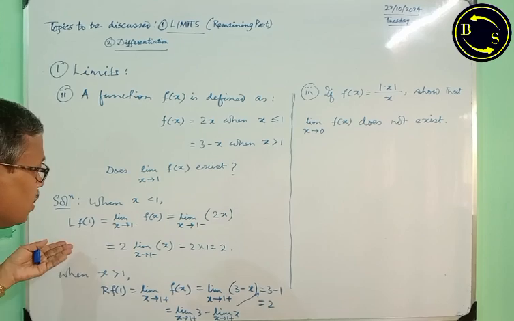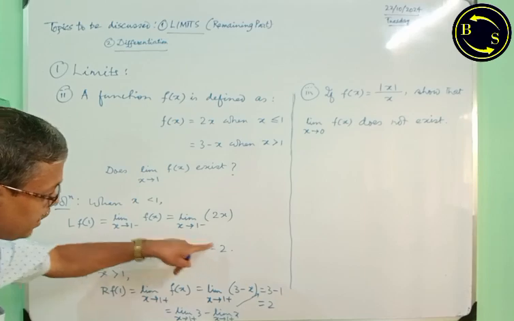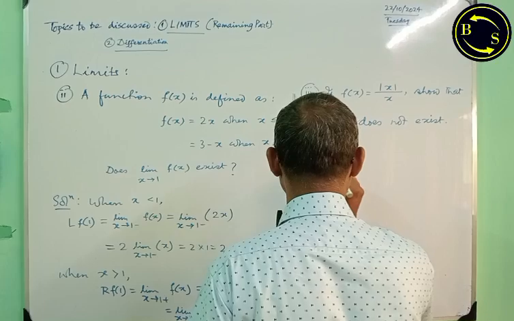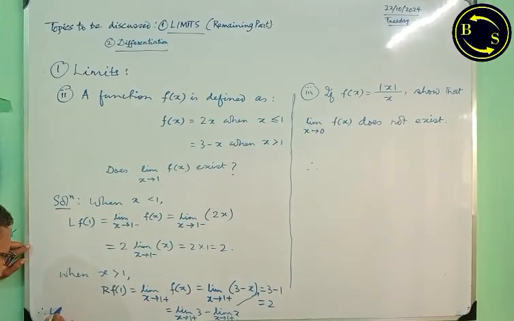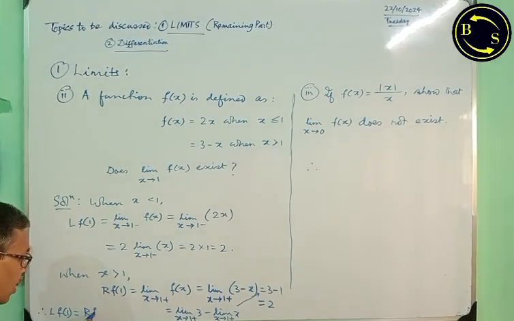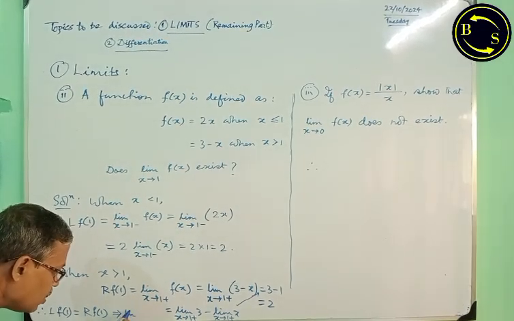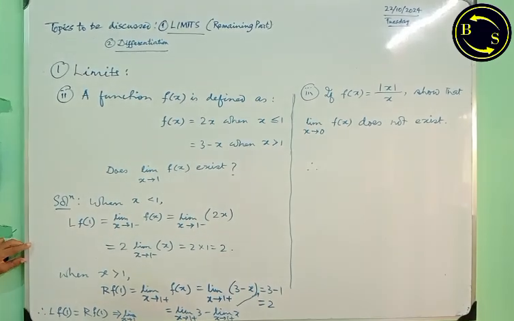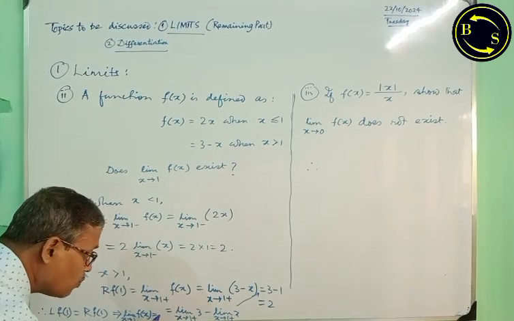Then what we have got, left hand limit and right hand limit both are finite and equal. Therefore, I write here, therefore L f 1 is equal to R f 1, which implies limit x tends to 1 f x is equal to 2.